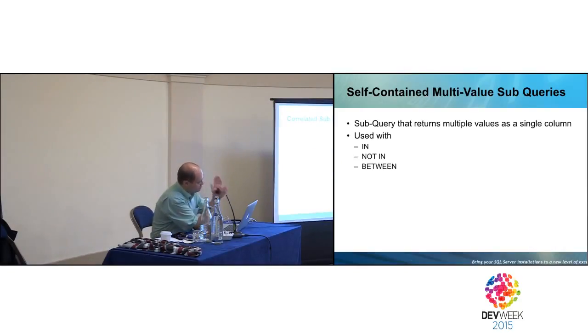A few words about correlated subqueries. As I've already said, on the logical level, a correlated subquery is executed for every row that we return from the outer table. On the physical level, SQL Server can do completely different things in the execution plan.